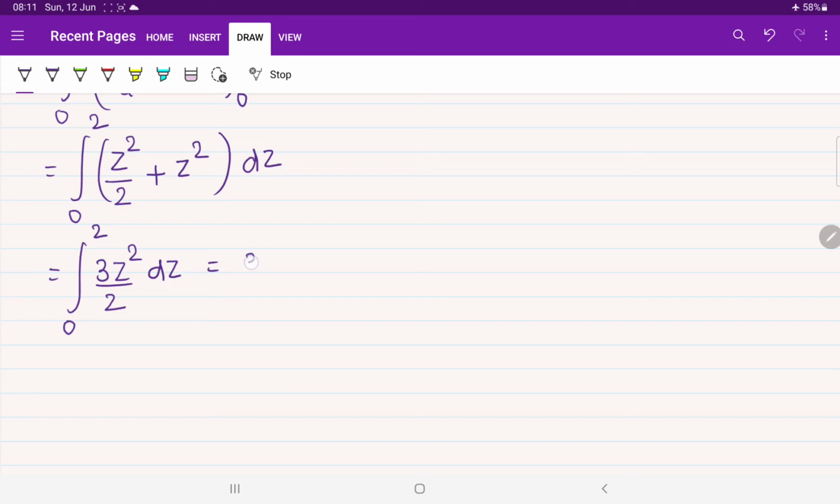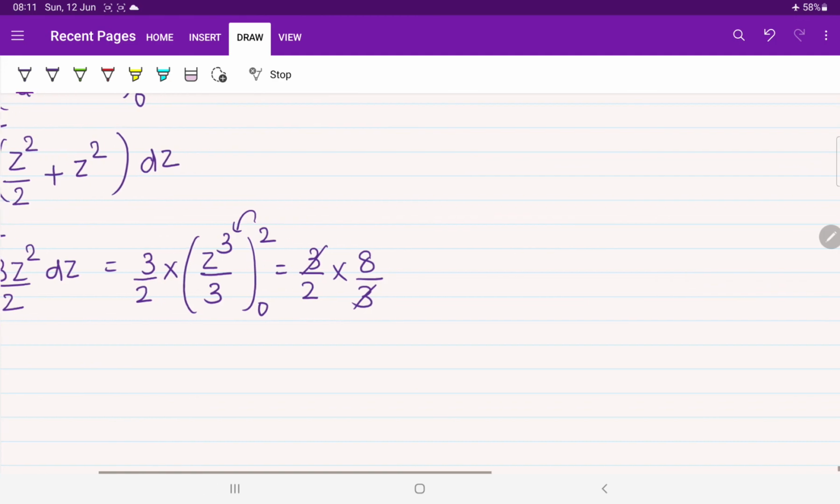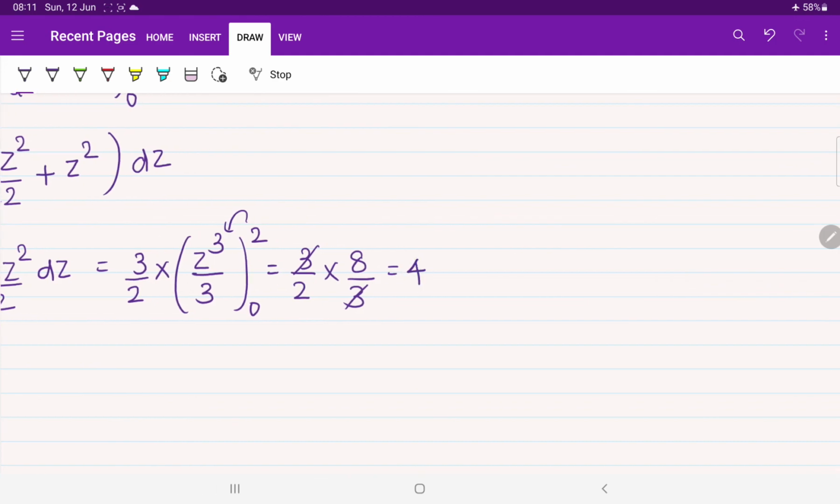3 by 2 is already a constant. If we integrate z square with respect to dz, it gives z power 3 by 3, and limits are from 0 to 2. From this, it will be 3 by 2 into, substituting the upper limit, 2 cube by 3, or 8 by 3. Anyway, 3 will get cancelled out, and 8 by 2 gives us 4. The lower limit will be 0, so I am not considering that effect. So the value of this given triple integration will be equal to 4.